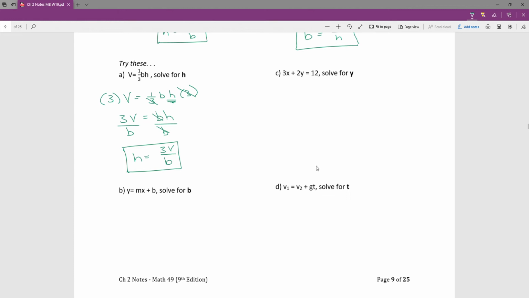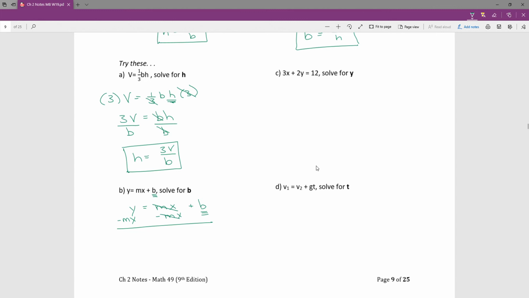So for the next example, b, we're supposed to rearrange this to solve for b. So I'm going to rewrite it. Somehow that just allows me a little bit more processing time or something. And I want b all by itself. So what's going on between b and this mx is addition. If I wanted to move the mx away from the b, I could subtract it, which means I need to subtract it from the other side.